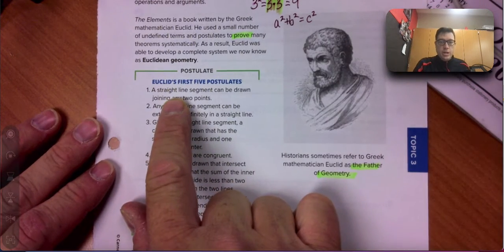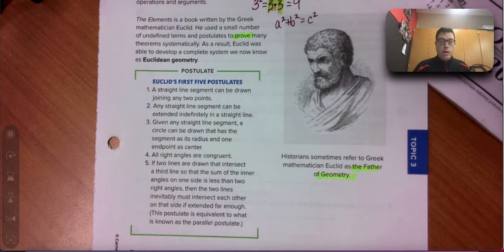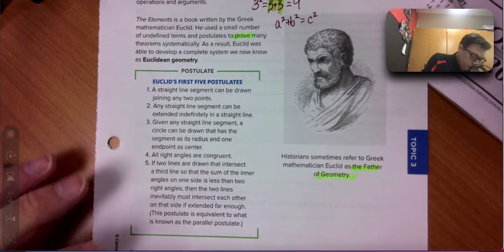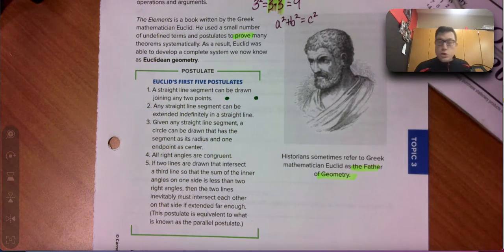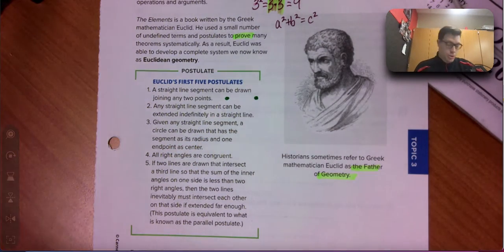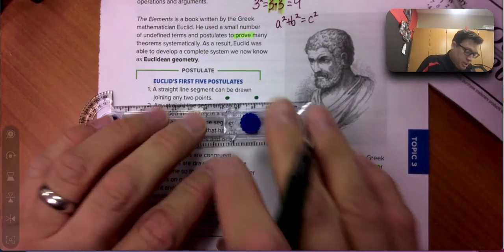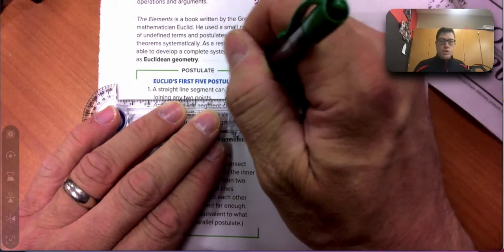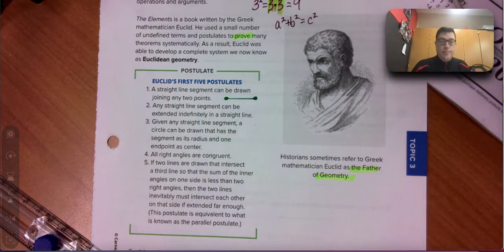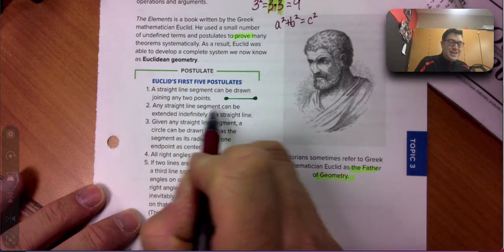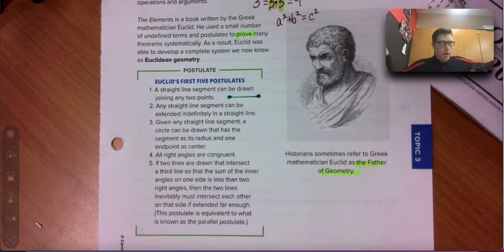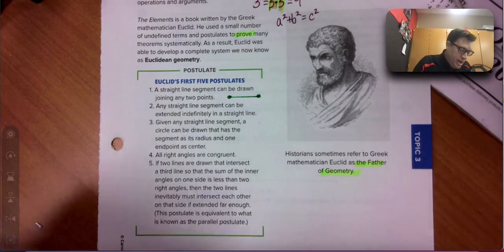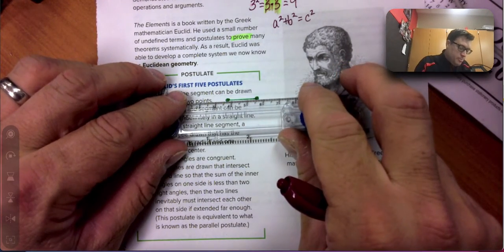The first one, a straight line segment can be drawn joining any 2 points. There are 2 points. We can draw a straight line segment between those 2 points. That's the first postulate. Postulate 1, I made it. Okay. Postulate 2, any straight line segment can be extended indefinitely into a straight line. So if you have a segment, put arrows on the ends of it, and you will have a line. So this is postulate 2.